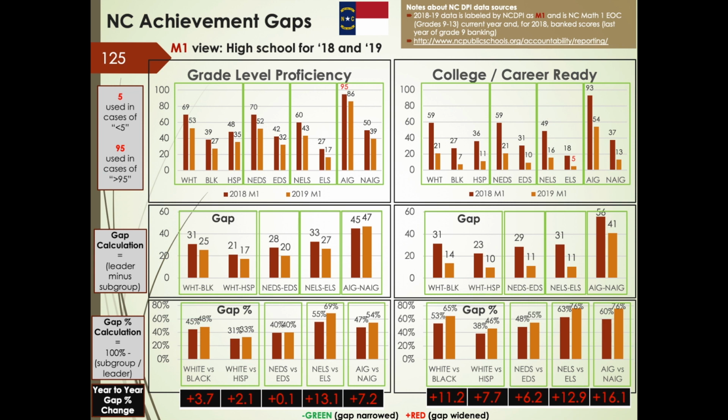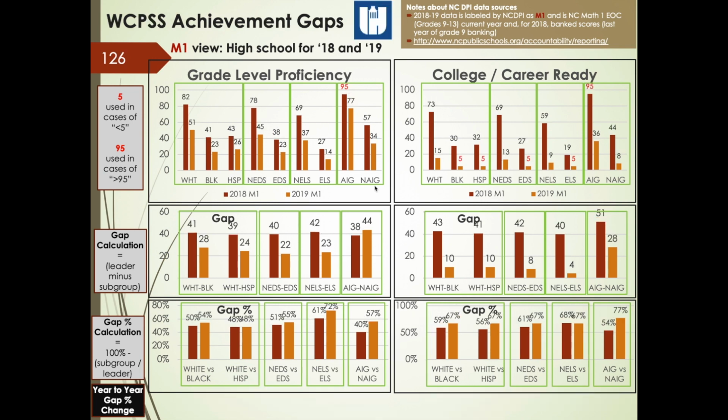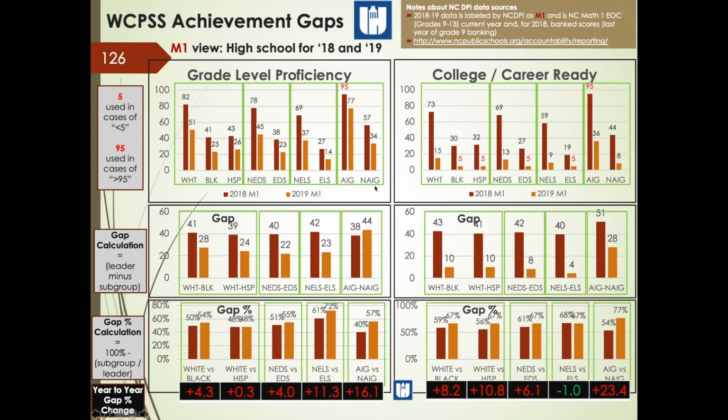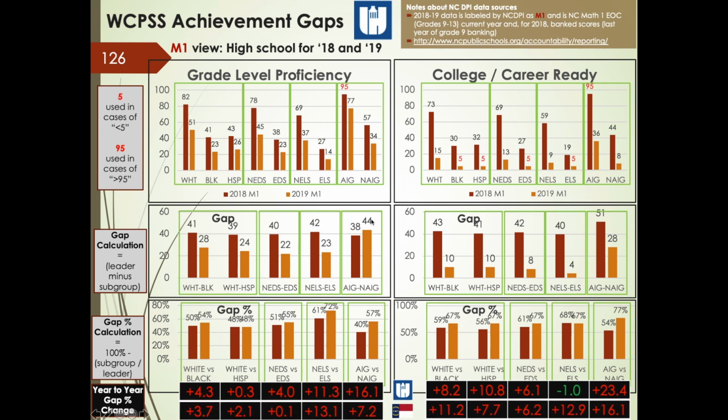Similar situation, the GLP gaps widened a bit, and the CCR gaps widen even more so. We go to the North Carolina page, we see also all these gaps widened except for the ELS gap on CCR. And then if we bring in the state numbers, we see there are some puts and takes. In some cases Wake's better, in some cases the state's better as far as the achievement gap change.